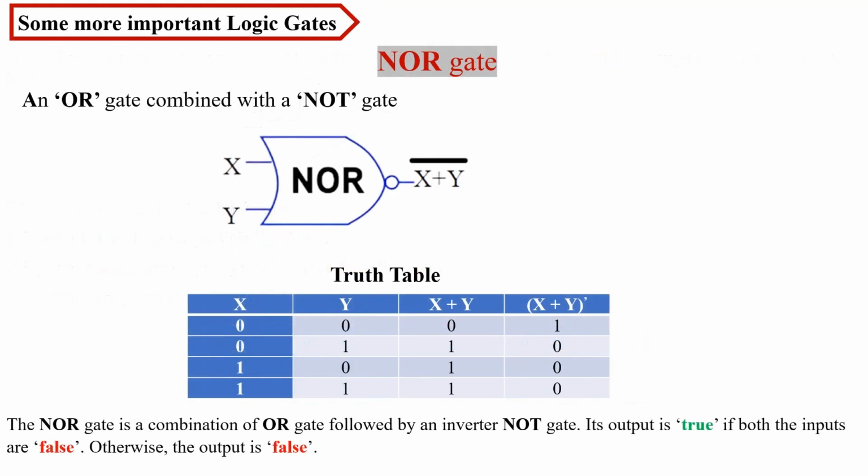Let's learn about some more important logic gates. NOR gate. NOR gate is an OR gate combined with a NOT gate. This is the picture. NOR gate is a combination of OR gate followed by an inverter, NOT gate. It acts in the manner of logical operator, OR followed by negation. Its output is true if both the inputs are false. Otherwise, the output is false.